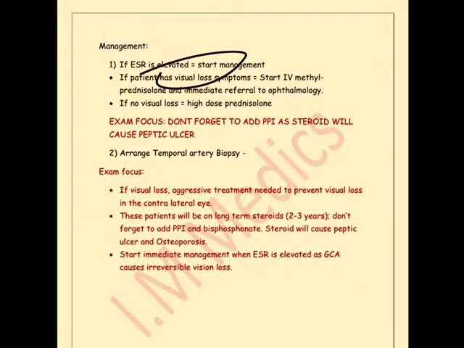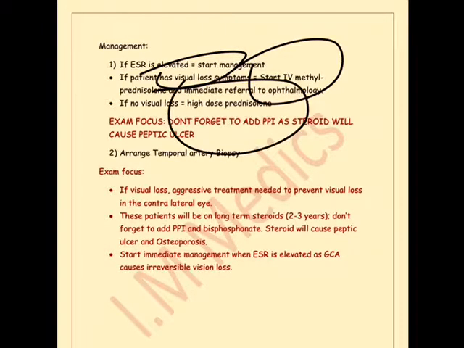If the patient in the exam is coming to you with symptoms of GCA and they have visual loss, you can't wait. You need to start aggressive management. So you need to start them on IV steroid and immediate referral to an ophthalmologist, because you can't wait. Because if they have one vision loss, then you need to start them on IV steroid to prevent the vision loss of the other eye. If they don't have vision loss, you still need to work fast. You need to give them high dose oral steroid because you want to prevent vision loss.